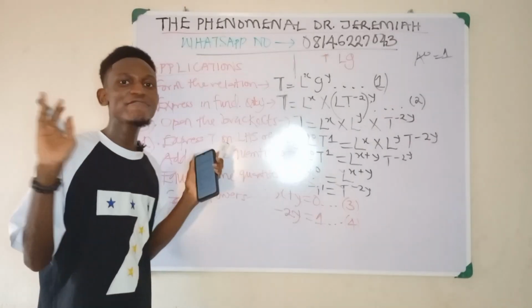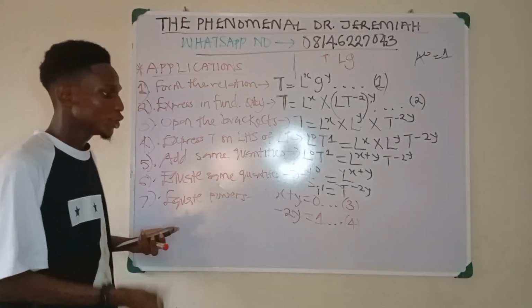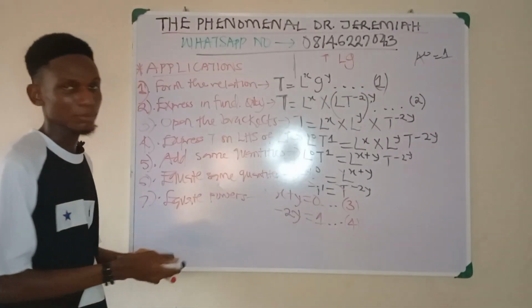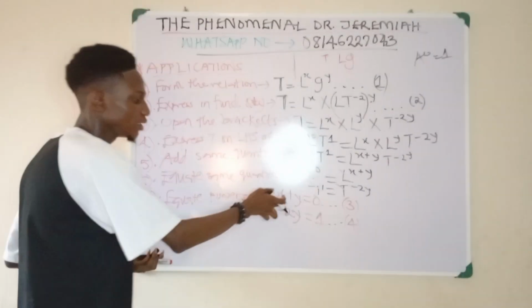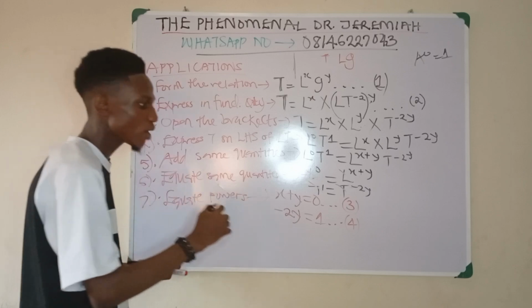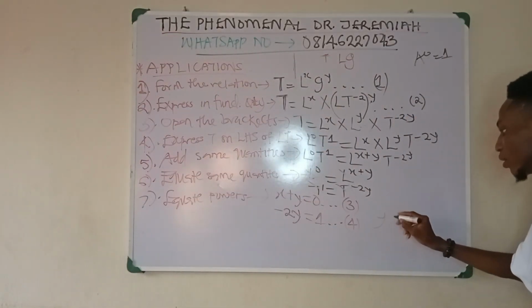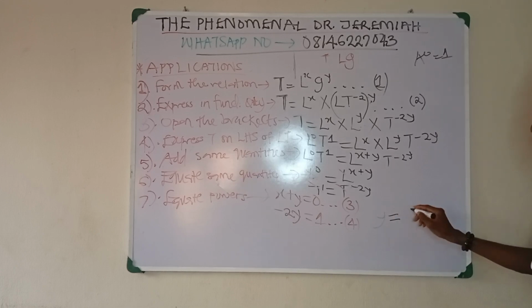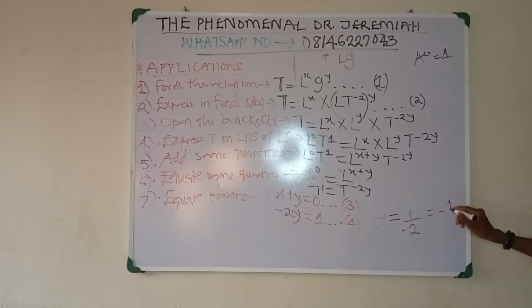You see, it's very easy. If you look closely at these equations, you will see that you can find y here because there's no other unknown. But in this one, there are 2 unknowns, so you cannot solve for it directly. But you can reduce y to the barest minimum. Let's quickly do this. We're going to have y equals 1 over minus 2, which is minus 1 over 2.